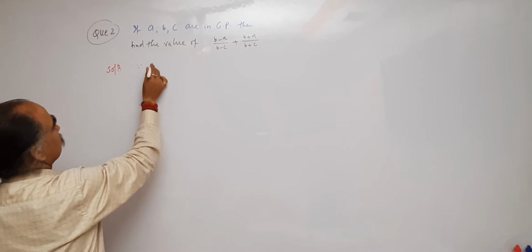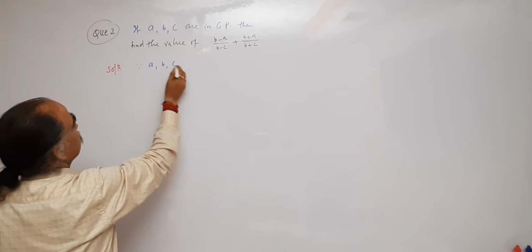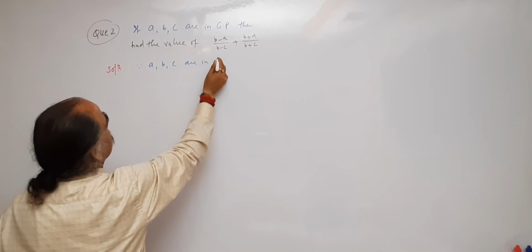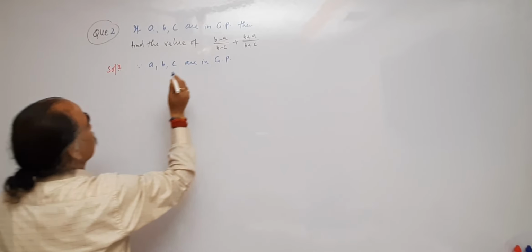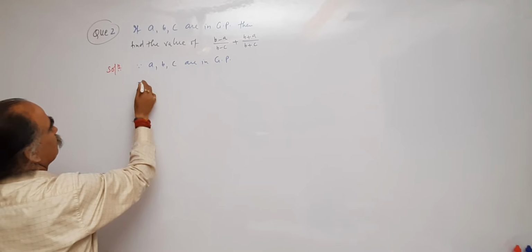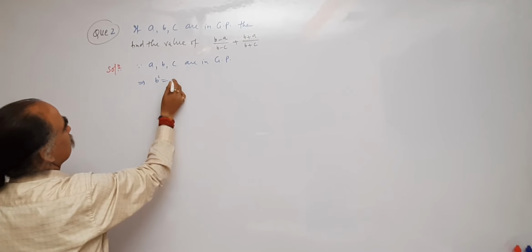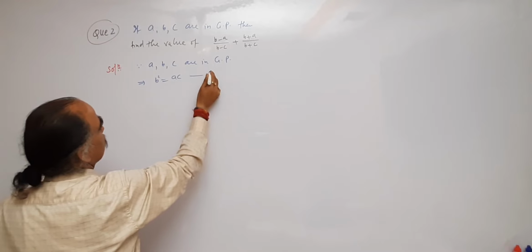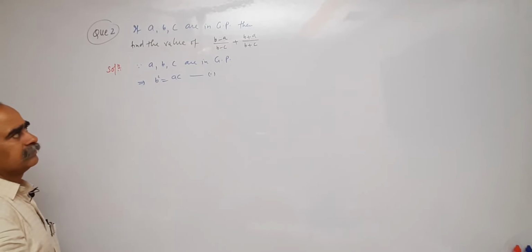If a, b, c are in GP, then find the value of b minus a upon b minus c plus b plus a upon b plus c. Since a, b, c are in GP, this implies b square is equal to ac. Equation number 1.